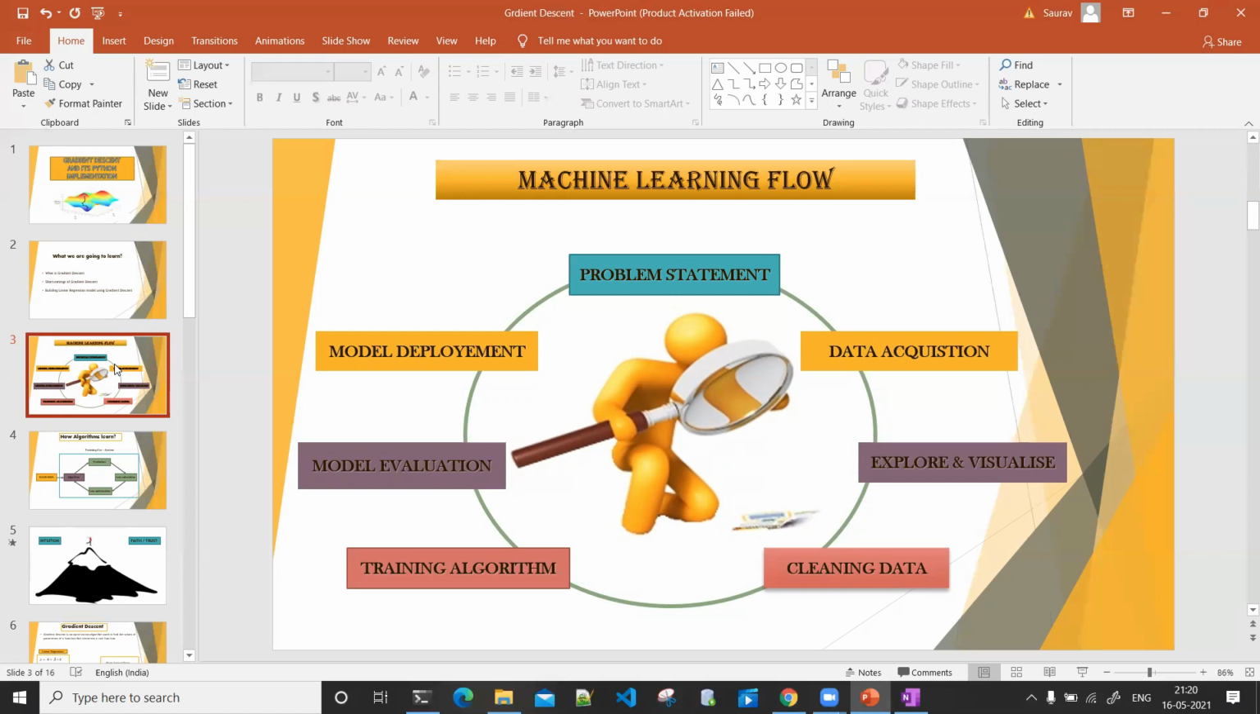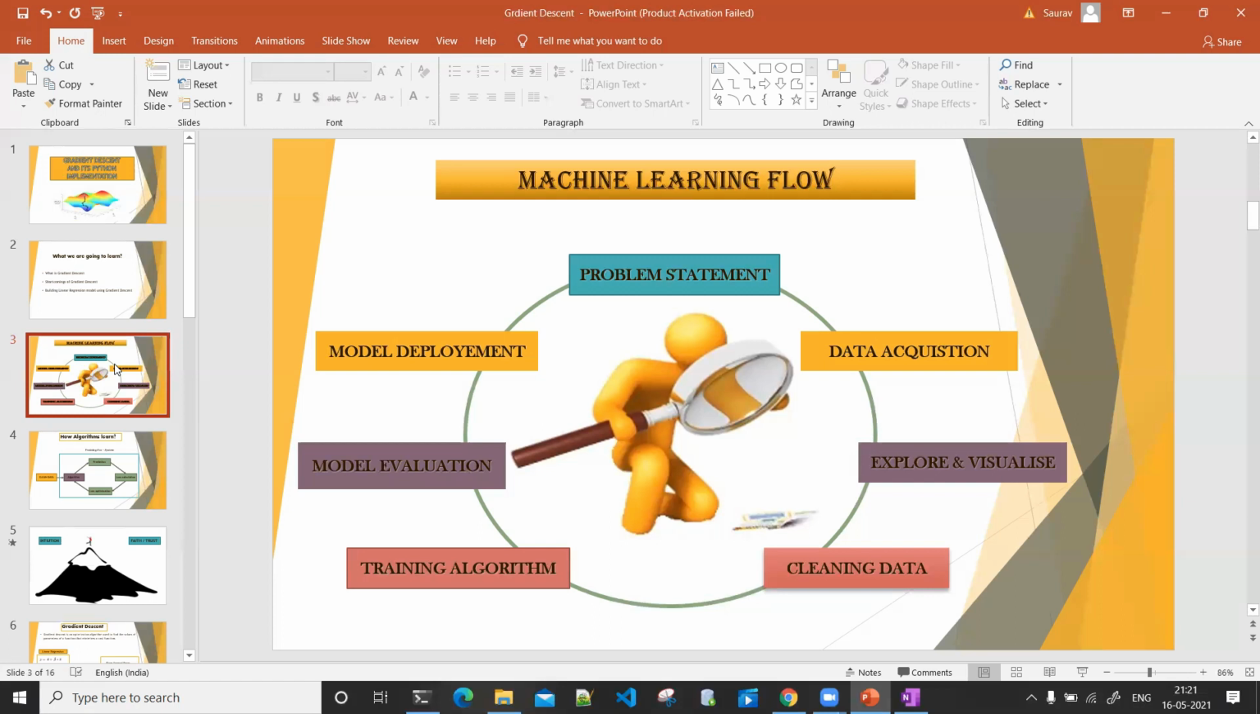Once we have explored and visualized the data, we go for cleaning the data. For cleaning, we need to understand the data, which comes from the exploring and visualization part. In data cleaning techniques, we check the data quality: whether there are missing values, how many categorical columns we have, how many numerical variables we have, and whether there are any outliers in the data. Once the data is clean, we go for the training algorithm.